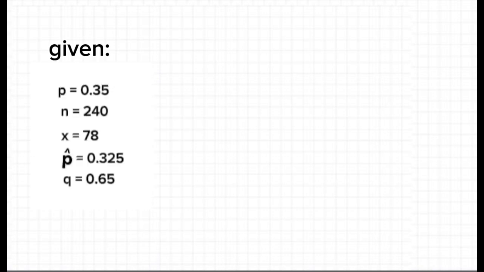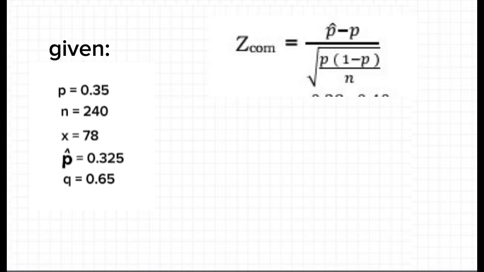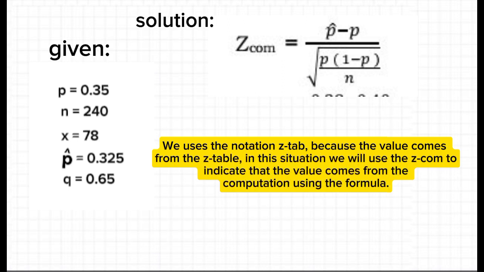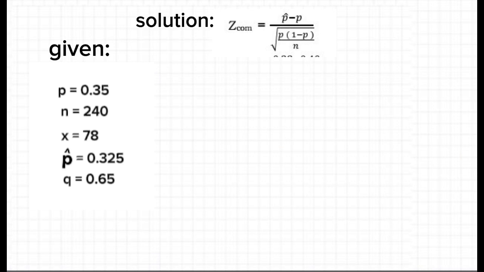Now that we have all identified the given, we are now going to solve the problem from the activity we did earlier. Let us recall our answer from the activity earlier and also the formula on computing the Z statistic. We use the notation Z-tab because the value comes from the Z table. In this situation, we will use the Z-com to indicate that the value comes from the computation using this formula. Now, let us substitute the given into the formula. After substituting the given, we can now solve the problem.